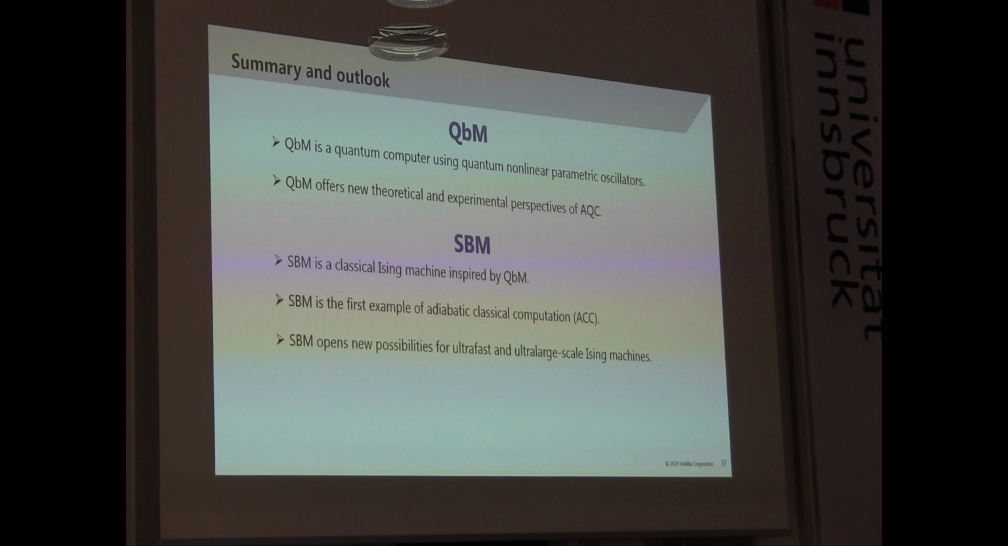First, QBM. QBM is a quantum computer using quantum nonlinear parametric oscillators called KPO. And as I explained, QBM offers many interesting possibilities for quantum computation in both theoretical and experimental aspects. SBM is a classical Ising machine inspired by QBM. To my knowledge, this is the first example of classical adiabatic computation. So we believe SBM opens new possibilities for realizing ultra-fast and ultra-large scale Ising machines. Thank you very much for your attention.